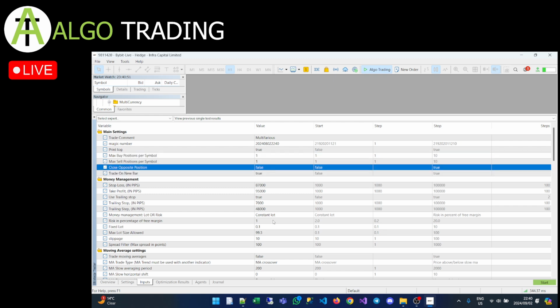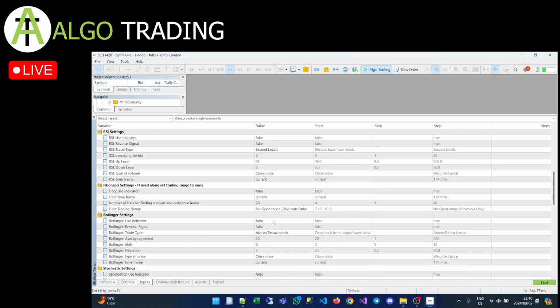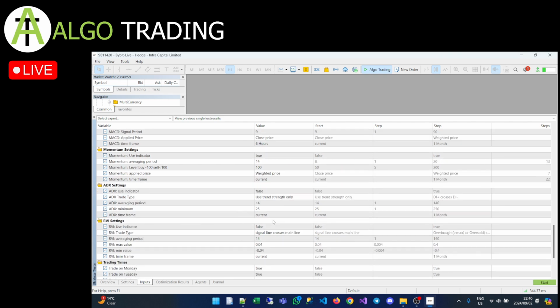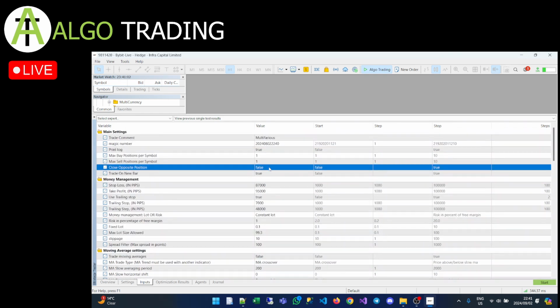Close opposite trade should be in the exit settings, but let me just explain it. Close opposite means that if you do an MA crossover trade, for instance, when the golden cross happens, when the 50 crosses over the 200, it will open a trade. And then when the 50 crosses back down through the 200-day moving average, it will close the buy trade and then enter a new trade. So that's what the close opposite position means.